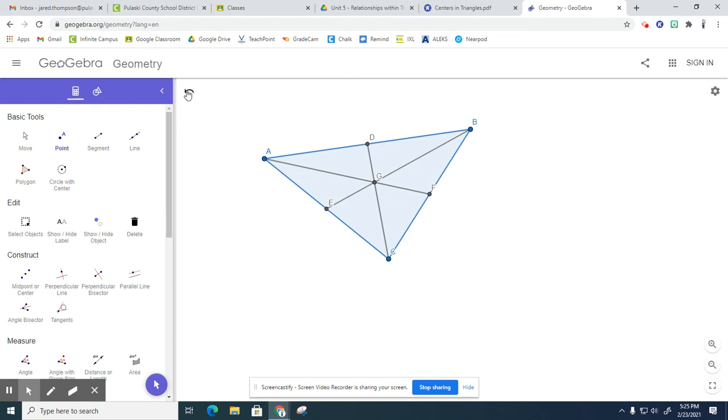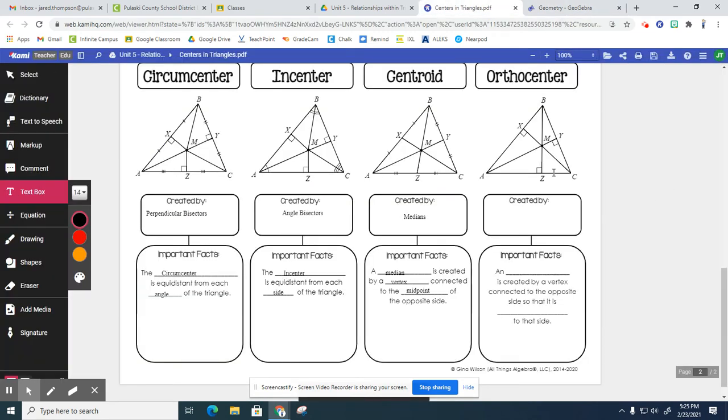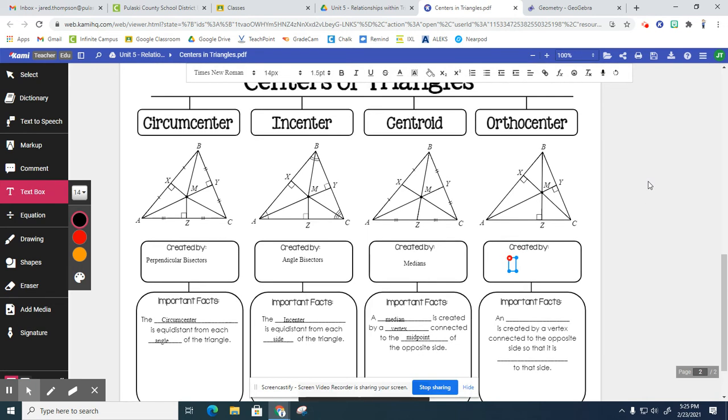All right, so that is medians and centroids. Let me back out of everything I did here. The last one is the orthocenter. Now, there's not really anything spectacular about the orthocenter. It's just something that happens, but I still want you to be able to identify it. The orthocenter is created by altitudes.